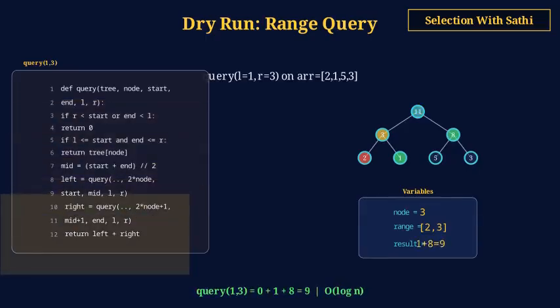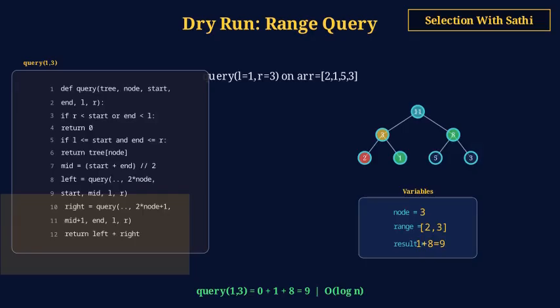Start at root, range 0 to 5. Partial overlap with query 1 to 4. Recurse both children. Left child covers 0 to 2. Partial overlap. Recurse its children. Node 0 to 0, no overlap since 0 is less than query left 1. Return 0. Node 1 to 2, total overlap, both indices inside query range. Return 8, which is 3 plus 5.